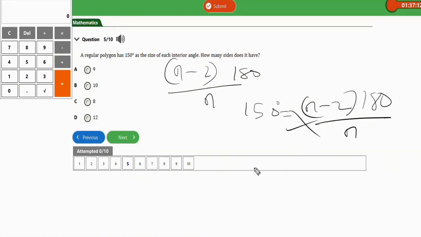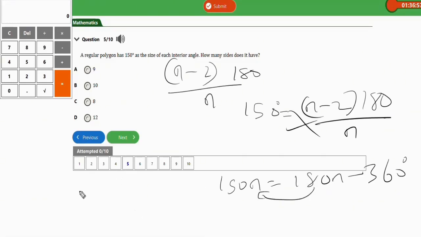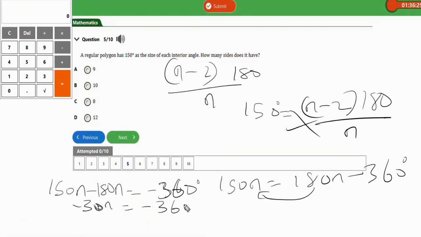So when you cross multiply, you're going to have 150n equals 180n minus 360 degrees. So you collect like terms, this will cross over and change to negative. So we have 150n minus 180n equals minus 360 degrees. So when you subtract, you're going to have minus 30n equals minus 360 degrees.